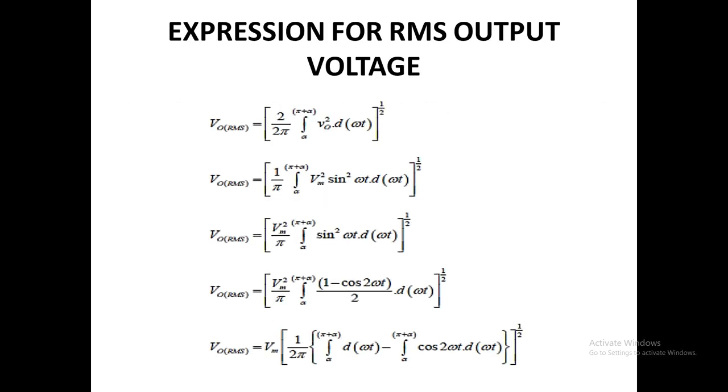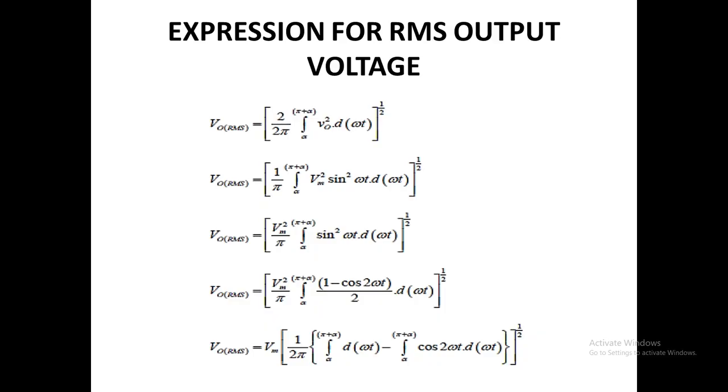So this is the RMS output voltage expression, so that we can have the symmetrical. So we can have, for a time period of 2 pi, that is symmetrical, 1 by pi, integral from alpha to pi plus alpha of V naught square d omega t. So we have to take the square and we have to take the square root, that is for calculating the root mean square value of the output voltage.